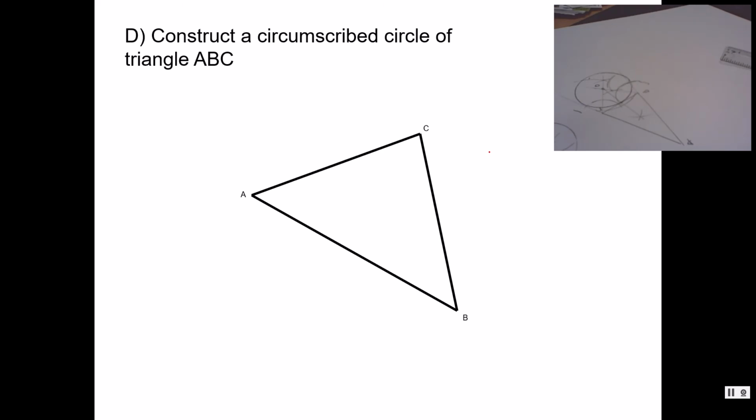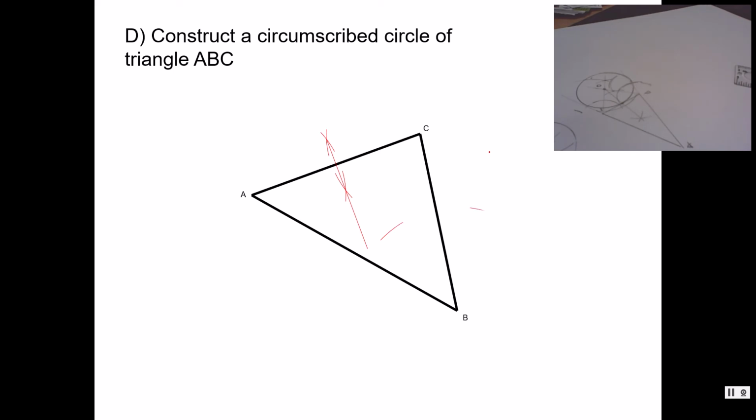Okay, so this is for C, and then we have constructing a circumscribed circle of triangle A, B, and C. For this one, the circle will go through points A, B, and C. Actually, this is similar to activity A. What you need to do first is bisect between line A and C, and then line C to B.